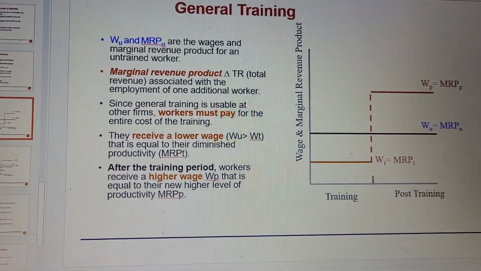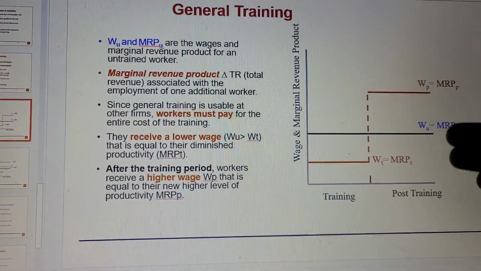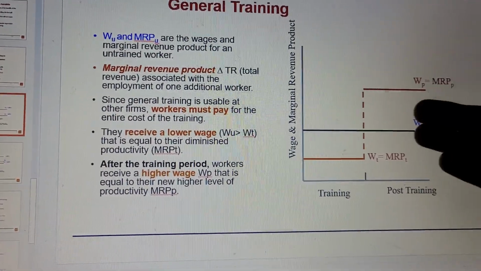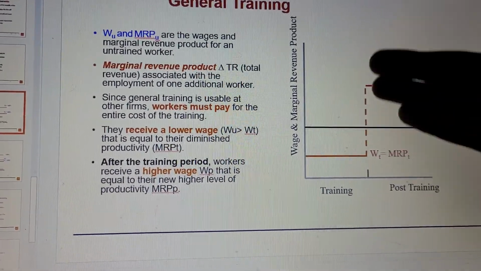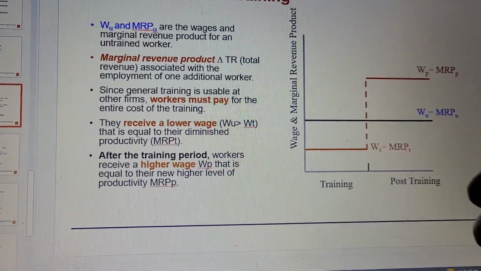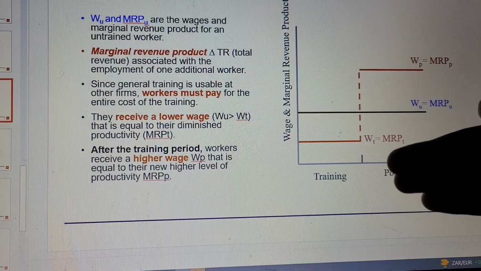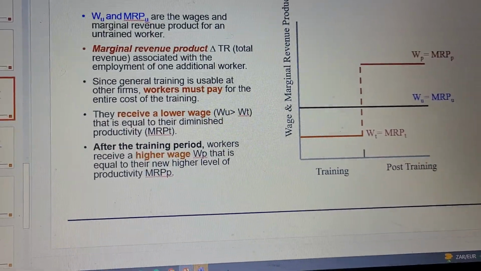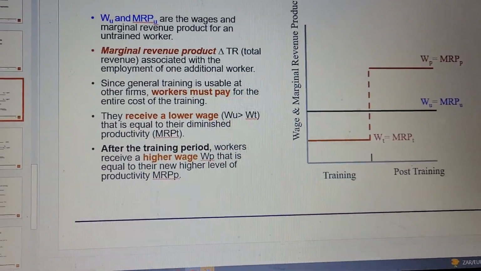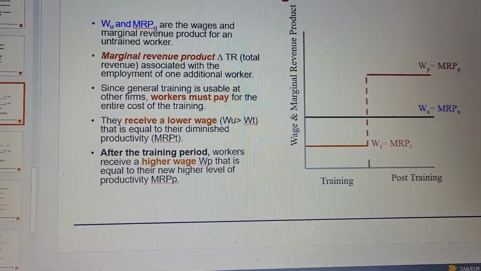Because you can just explain, okay, this is our starting point. What it is, what it means, it equals each other. You drop down, always mention, okay, wages now equal marginal revenue product of a trained worker. Just name everything you see on the graph, and you'll definitely get the marks.